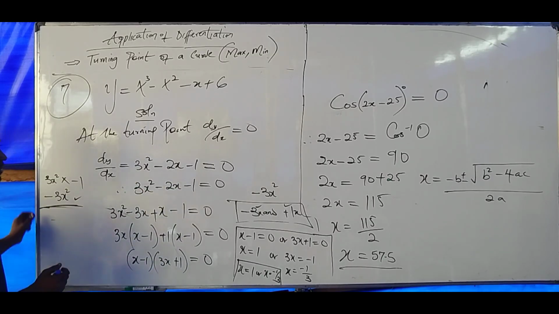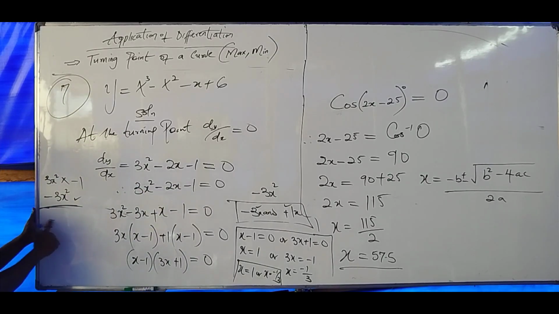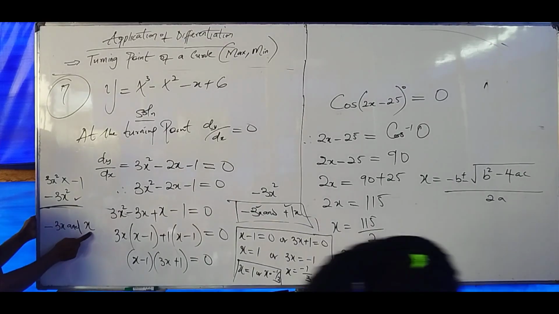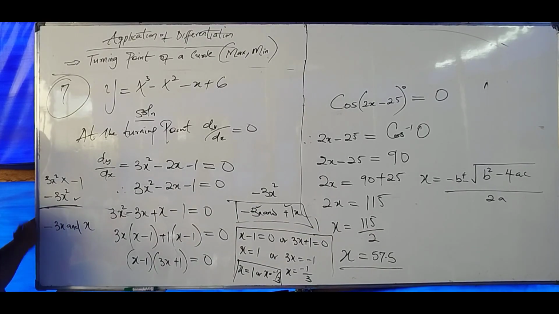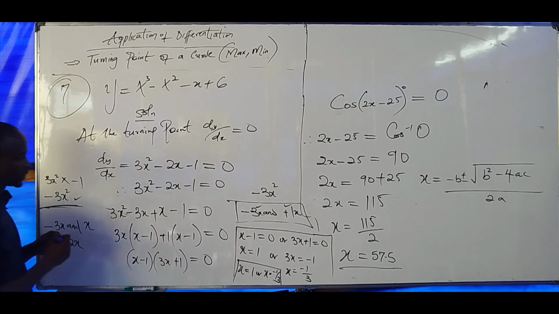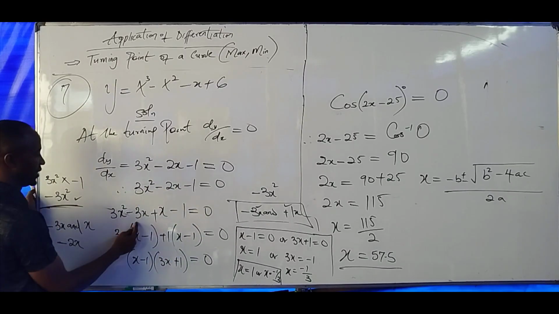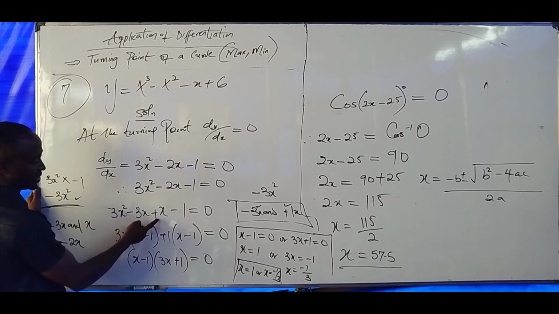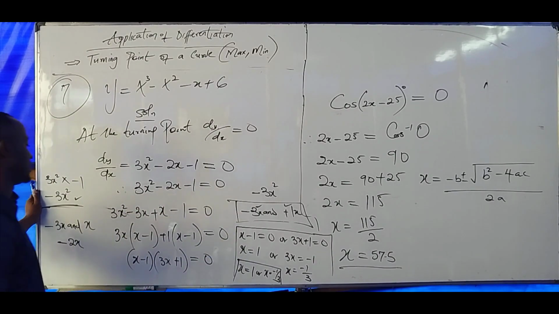And the two numbers are minus 3x and x. Minus 3x times x is minus 3x squared. Minus 3x plus x is minus 2x. So we replace minus 2x with the two numbers, and that gives us 3x squared minus 3x plus x minus 1 equals 0.